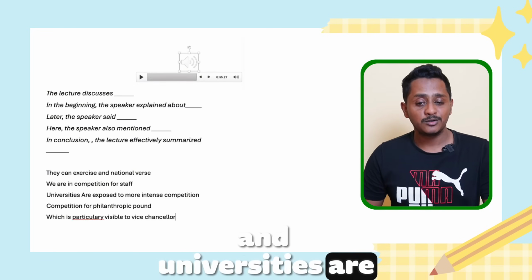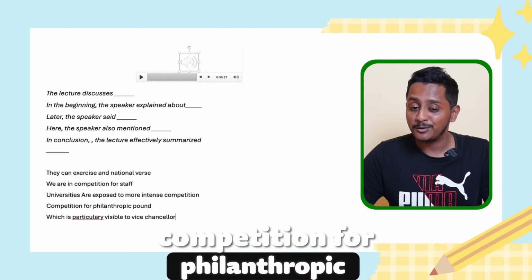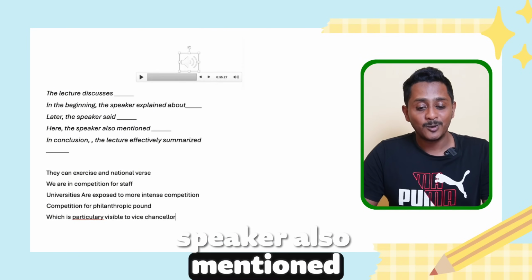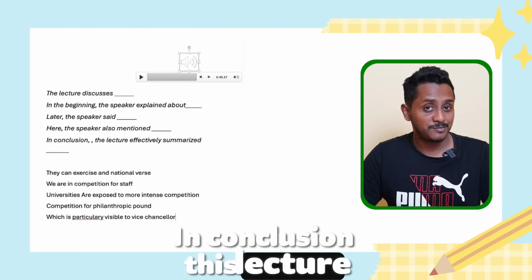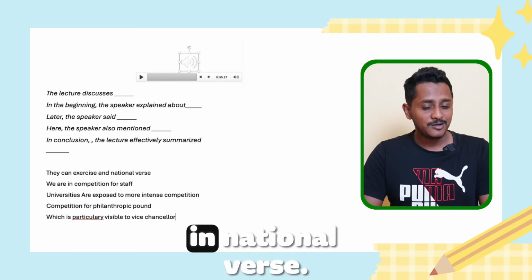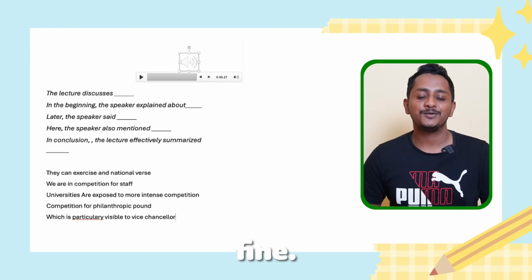In the beginning, the speaker talked about we are in competition for staff and universities are exposed to more intense competition. Later, the speaker said competition for philanthropic pound. Here, the speaker also mentioned which is particularly visible to only Vice Chancellor. In conclusion, this lecture effectively summarized they can exercise and national wars. We are in competition for staff.